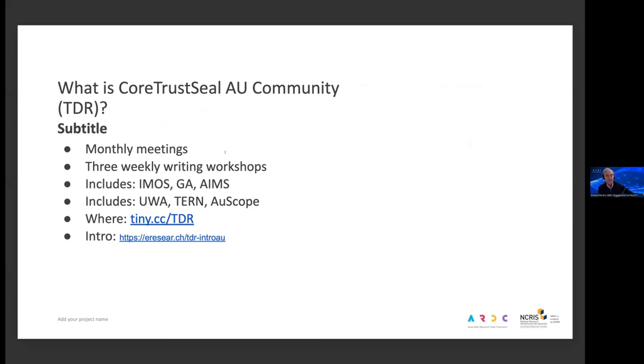Tell you a little bit about the CoreTrustSeal community in Australia. So we have monthly meetings of a broader community, and we have writing workshops with those groups who are actively drafting documents. And there are six who are actively working at the moment. So IMOS and GA. IMOS submitted their application towards the end of the year, and they're replying to the review comments. GA, Geoscience Australia, has recently, in the last few weeks, submitted their application. And we have four others, AMES, UWA, TERN, and Auscope, who are looking to submit their CoreTrustSeal applications over the next few weeks before the 1 November deadline.